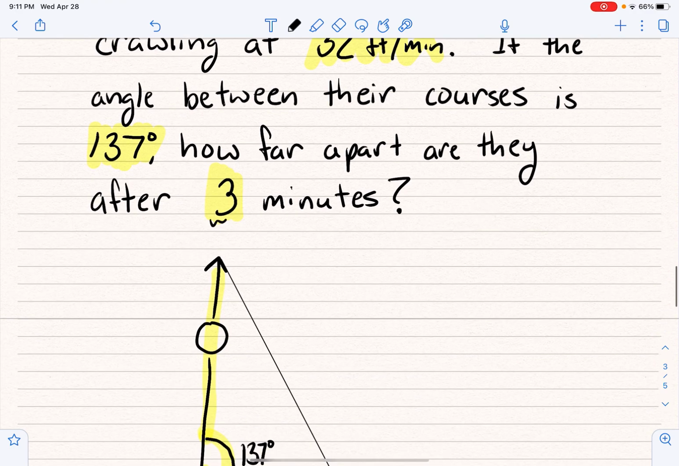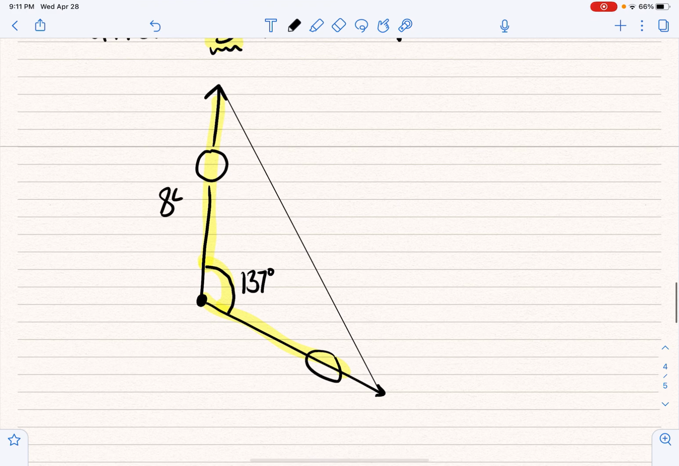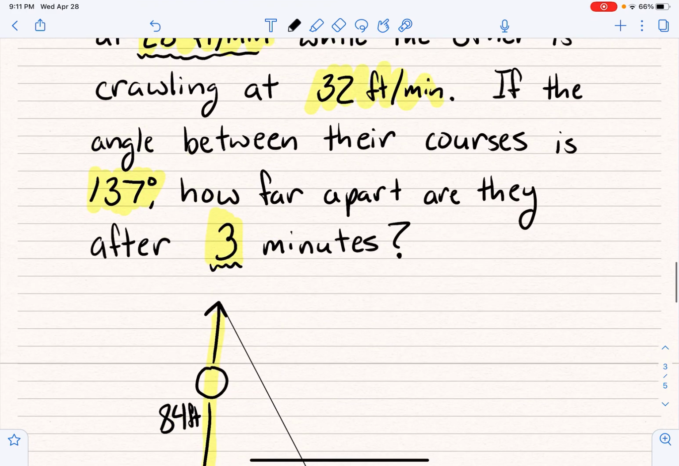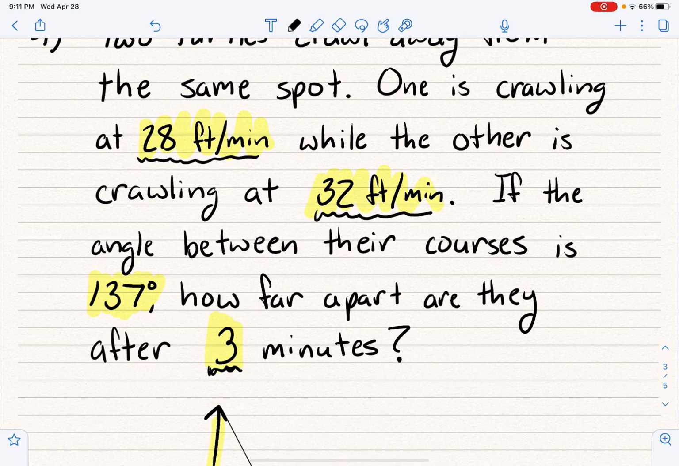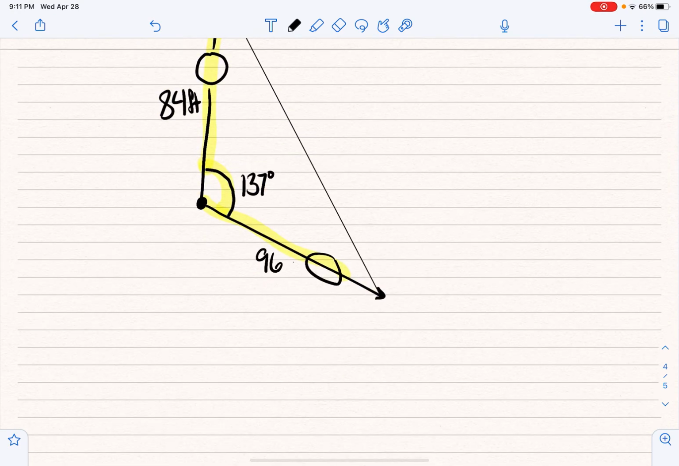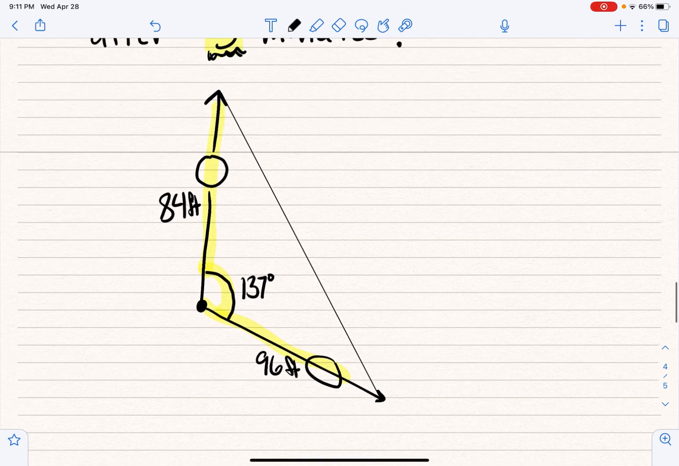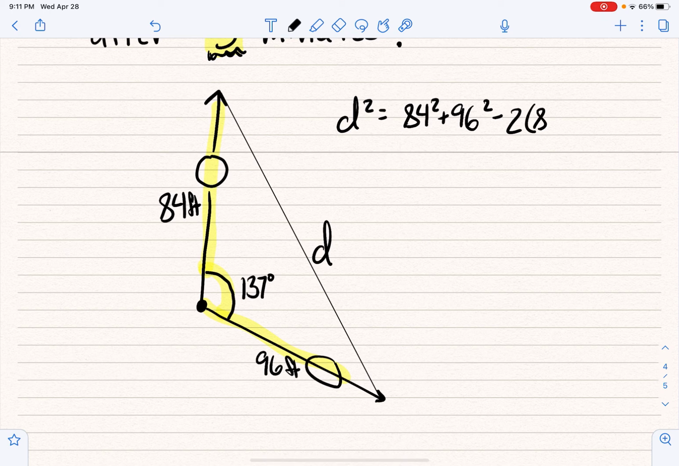28 feet per minute times 3 minutes would be 84 feet that it's traveled already. This other one is going 32 feet per minute. After 3 minutes, 3 times 32 would be 96 feet. And there's our situation. We're looking for this distance right here. So the distance squared is equal to 84 squared plus 96 squared minus 2 times 84 times 96 times the cosine of 137. Plug that whole thing into my calculator: 84 squared plus 96 squared minus 2 times 84 times 96 times the cosine of 137. Close parentheses, enter.